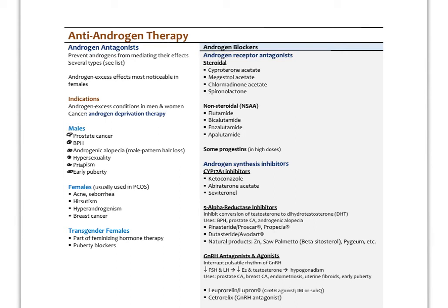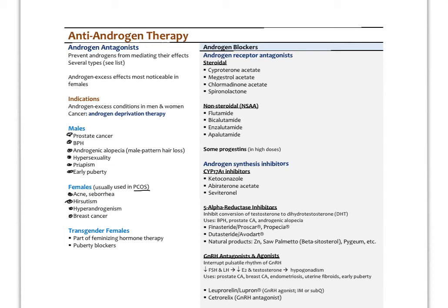In females, usually we use anti-androgen therapy with PCOS, and that would be states with acne, increased seborrhea, hirsutism, any sort of hyperandrogenism manifestation, and then breast cancer treatment, again, is potentially anti-estrogen therapy.